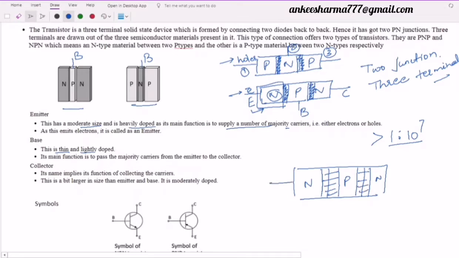Now look here, as I said, this emitter is capable of giving the majority carriers. In the N-type, we have majority carriers electrons. So definitely these electrons will be moved into this part. How they will be moved, we will see. Although we got an idea that we can make them move by making this junction forward biased. So we'll see that in detail. I'm just telling you in brief.